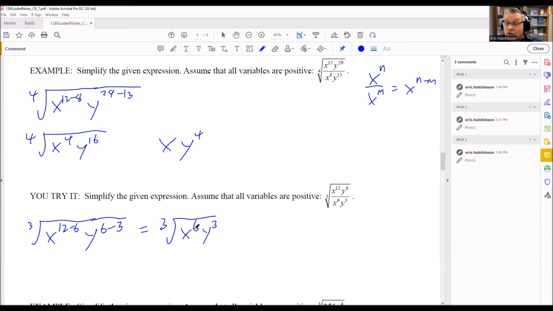Now, all you have to do is take this power inside and divide it by the index outside. 6 divided by 3 will give you x to the 3rd. I'm sorry, x squared, because 6 divided by 3 is 2. And then 3 divided by 3 is 1. So we just get x squared y, and that would be the fully simplified answer.